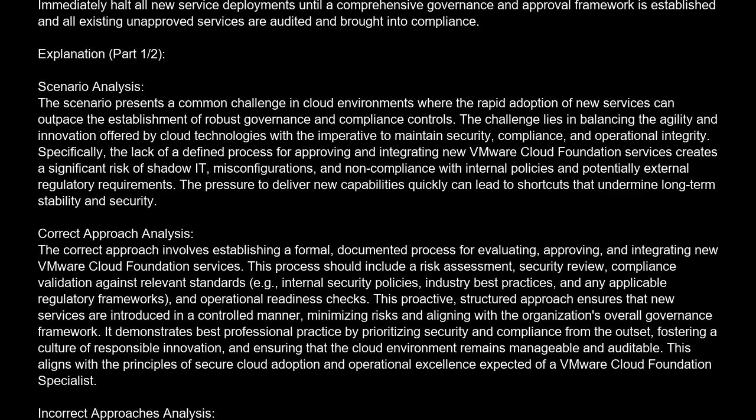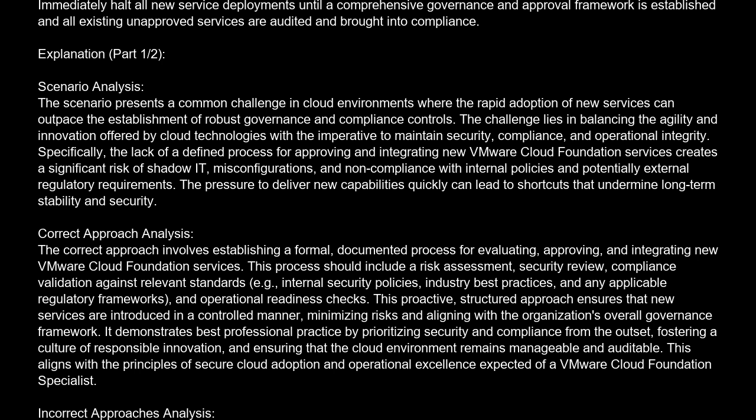Correct approach analysis. The correct approach involves establishing a formal, documented process for evaluating, approving, and integrating new VMware Cloud Foundation services. This process should include a risk assessment, security review, compliance validation against relevant standards, e.g., internal security policies, industry best practices, and any applicable regulatory frameworks, and operational readiness checks.